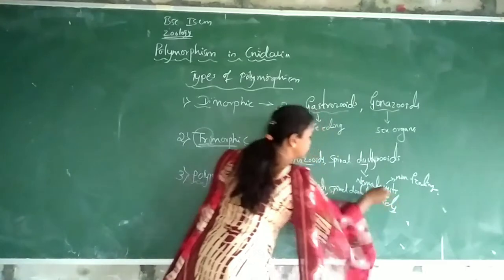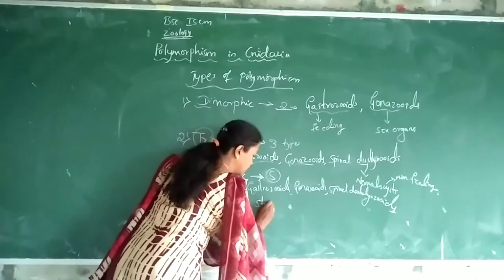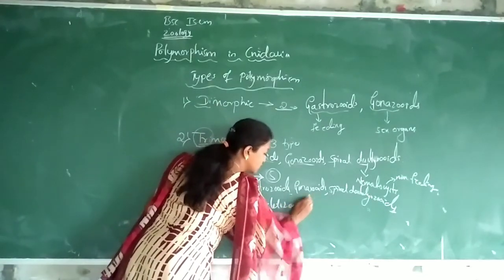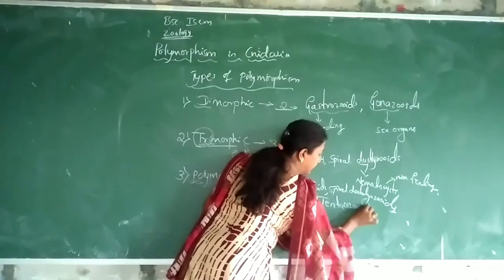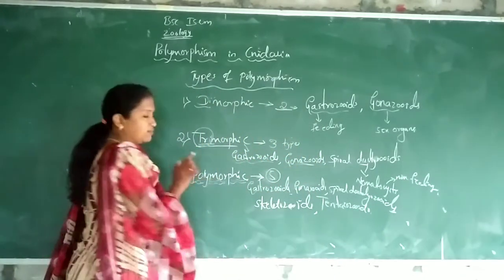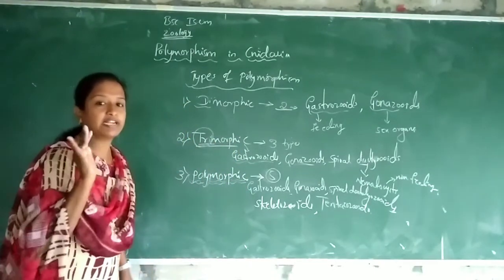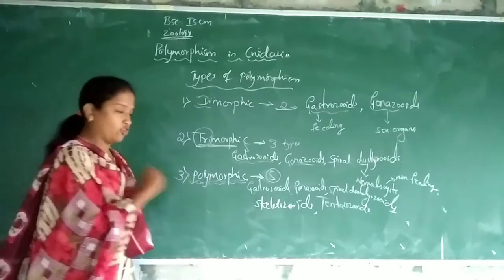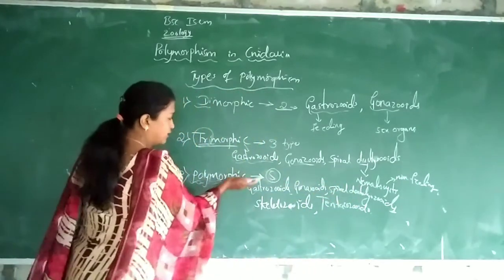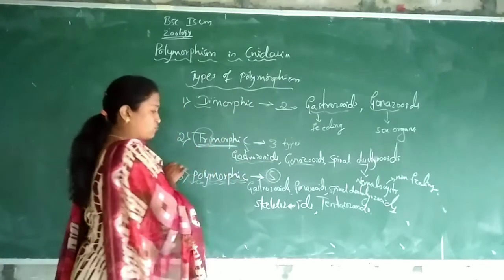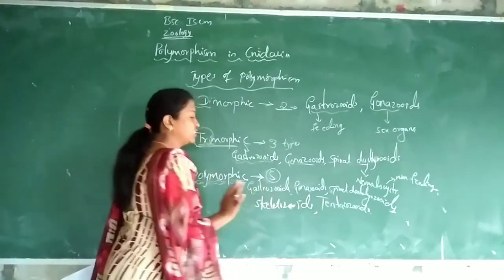And another two are skeletozoids and pentacozoids. So in polymorphy, more than three individuals are formed in the same species and they perform different types of function. Those are gastrozoids, gonozoids, and spiral dactylozoids. These three are already present in the trimorphy, but these two are new. So there are two additional individuals formed in polymorphy.